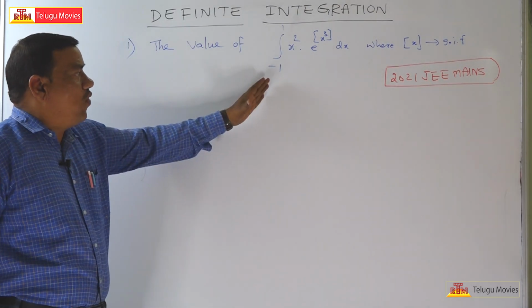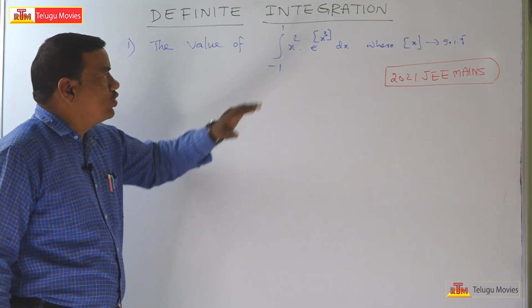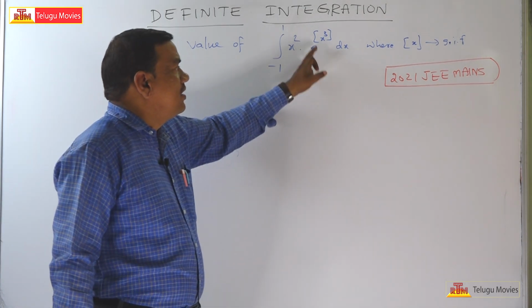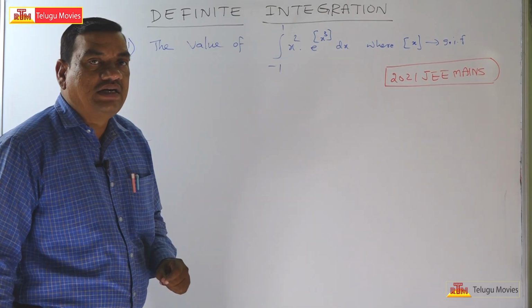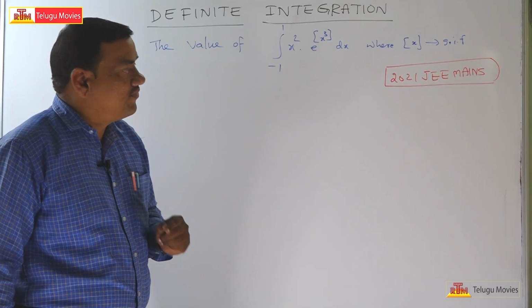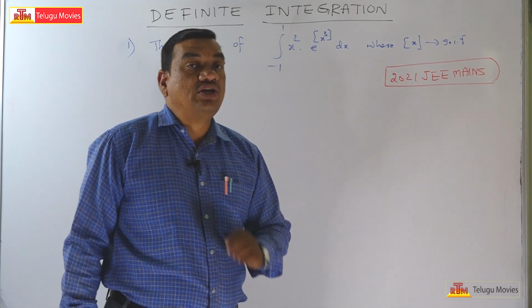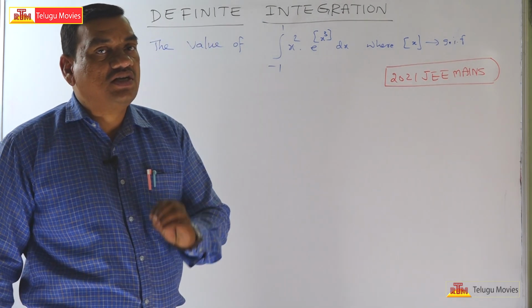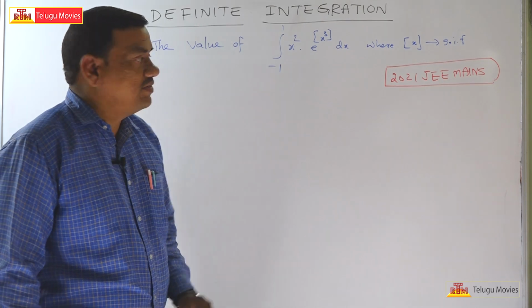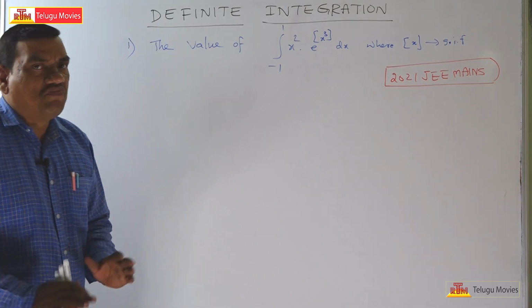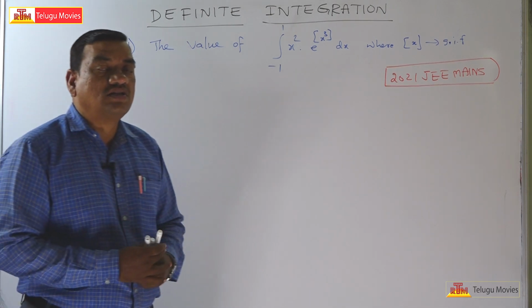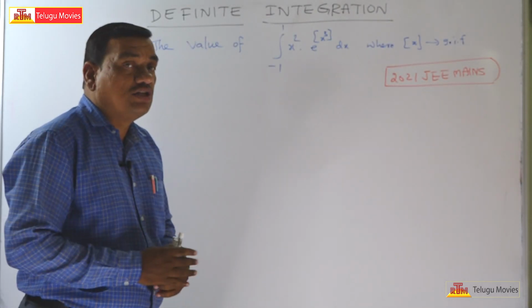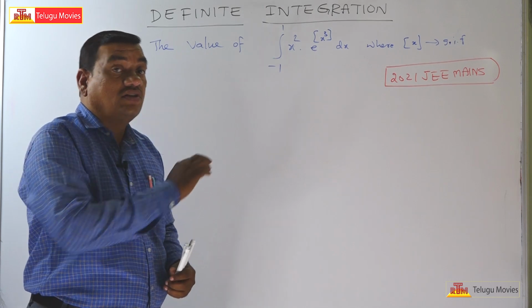So the value of the integral from minus 1 to 1 of x square e to the power of step of x cube dx, where the symbol indicates the greatest integer function. The question was asked in the 2021 JEE Mains examination. Then how to do this problem? It is very easy. It carries 4 marks. It does not even need 4 steps for this solution.